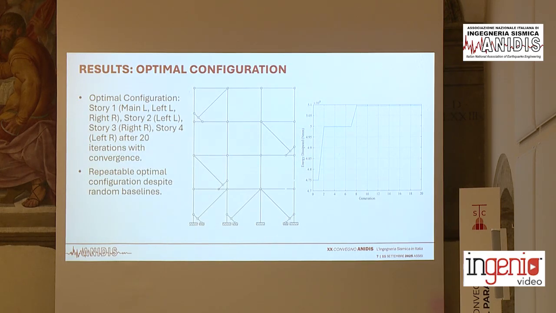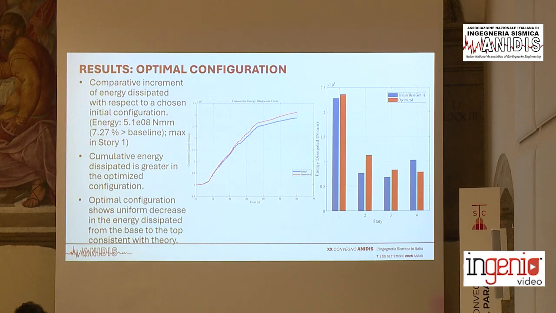The genetic algorithm terminates after 20 iterations as shown in the convergence curve. This yields the optimal configuration, which is validated by its consistent reproducibility across runs, independent of variations of randomness in the initial population, because we perform these tests a number of times and we obtain the same configuration.